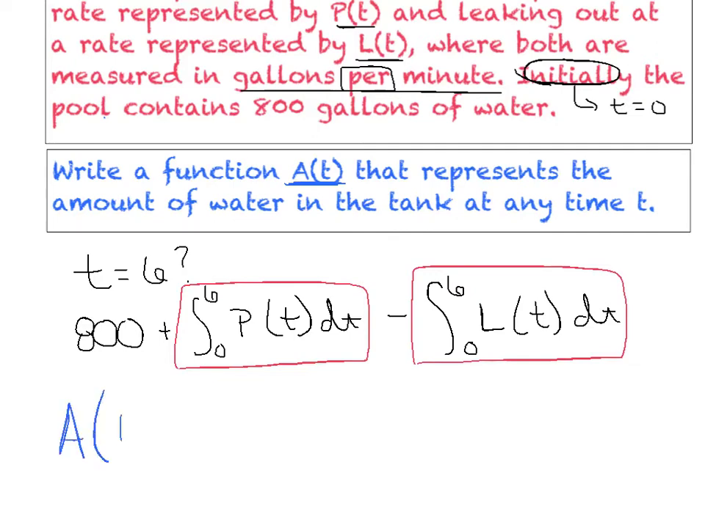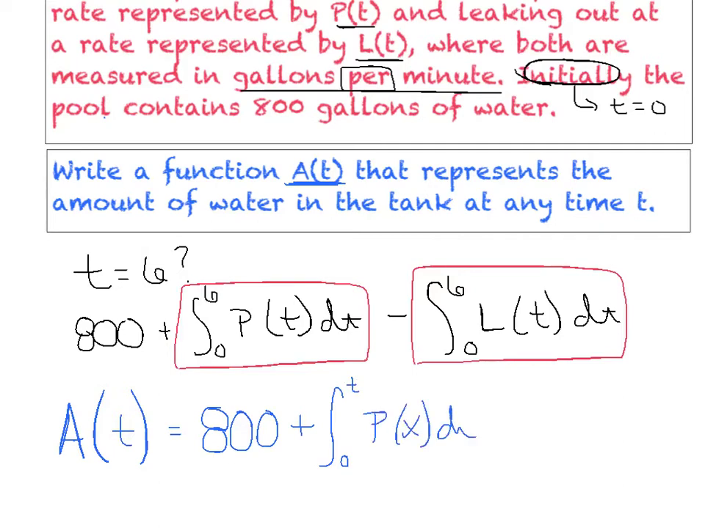Can we write a function for A of T? All right. A of T is, again, we're going to start with our base amount, 800. Always consider the fact that the pool is not empty when we started. Now on top of that, I'm going to add the integral from 0 to T, and here's where it gets interesting, of P of X dx.